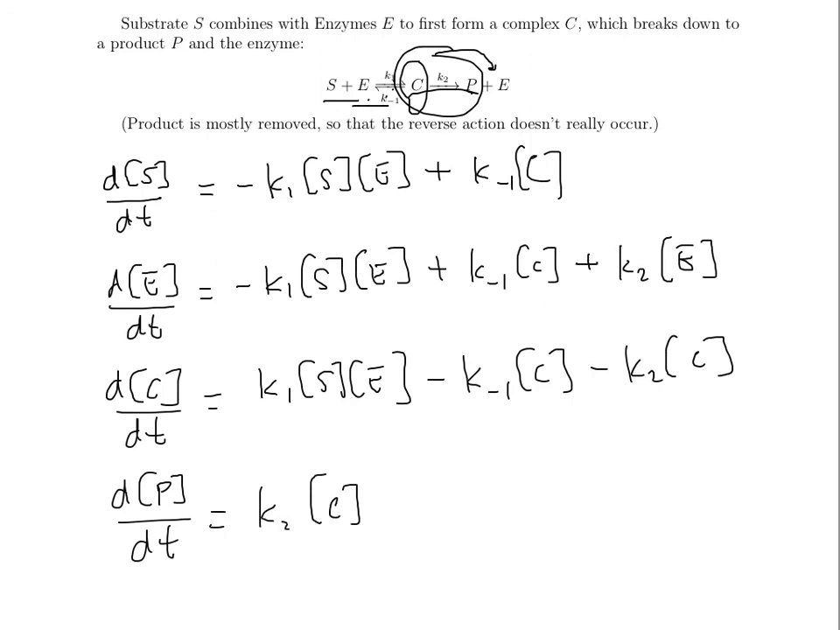So notice there is no other molecule for C to react with. It's just C breaking down into the product and the enzyme. So there's our 4 equations. They look pretty complicated, and so our goal next will be to try to reduce these equations into a smaller number of equations that we can then try and solve.